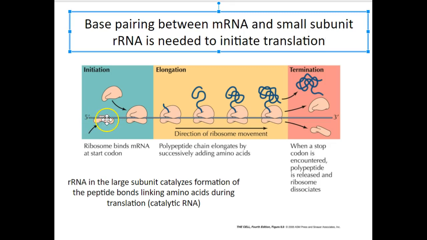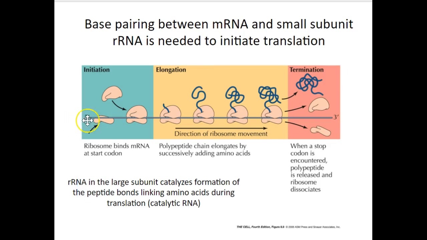The rRNA in this little pale beige blob is base pairing with the messenger RNA in this gray messenger RNA line. A's are base pairing with U's, C's are base pairing with G's, and vice versa. Once the small subunit attaches to the messenger RNA through base pairing, then the large subunit attaches, and then synthesis of the polypeptide occurs. And the synthesis relies on the ribosomal RNA in the large subunit, which is catalyzing the formation of peptide bonds that are building this polypeptide. This is an example of catalytic RNA, when RNA can act as an enzyme.